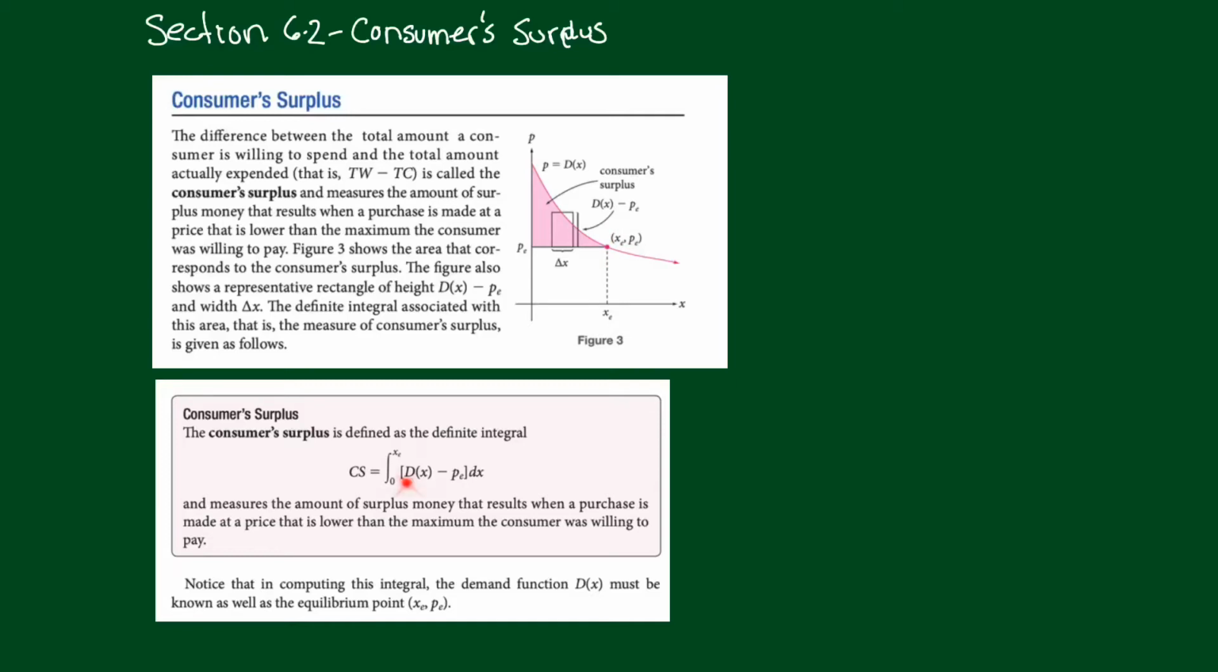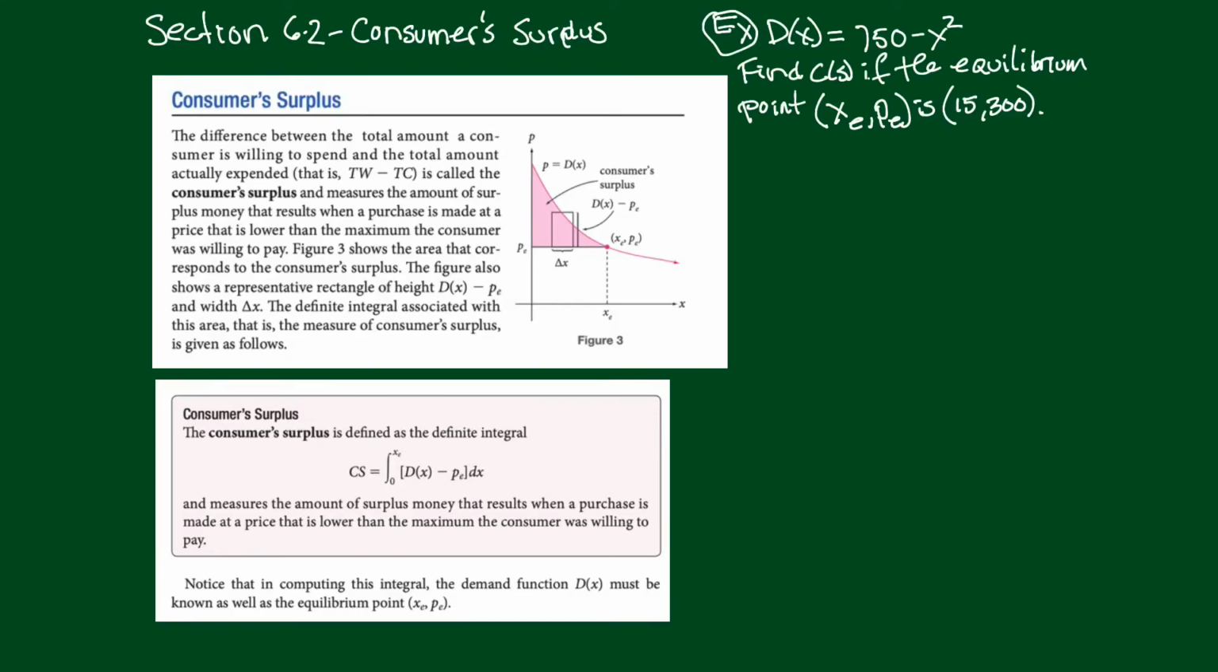Well, look at this. This d of x minus p, this is the height of the rectangle, right? Look at the height of the rectangle, times dx. And dx, that's the infinitesimally small delta x. So over this interval, we're getting the height of the rectangle times the base. So we're really getting the area under that curve. So the consumer surplus is defined as this integral, and it measures the amount of surplus money that results when a purchase is made at a price that's lower than the maximum the consumer was willing to pay.